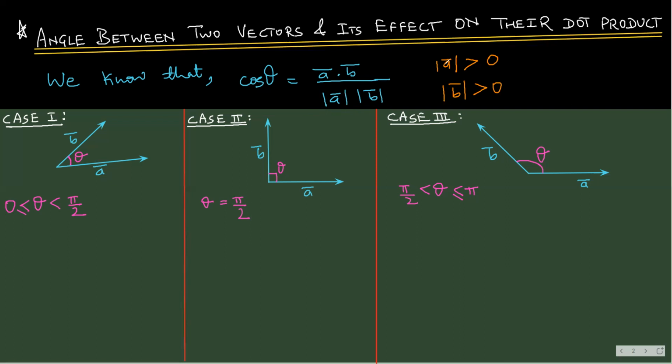Mod a bar and mod b bar both are positive. That you have to follow. Both are positive. Okay. Now here I have written 3 cases. Now see, these are 3 different cases.